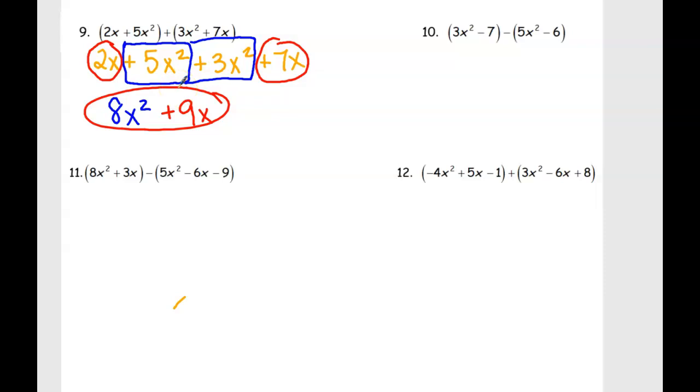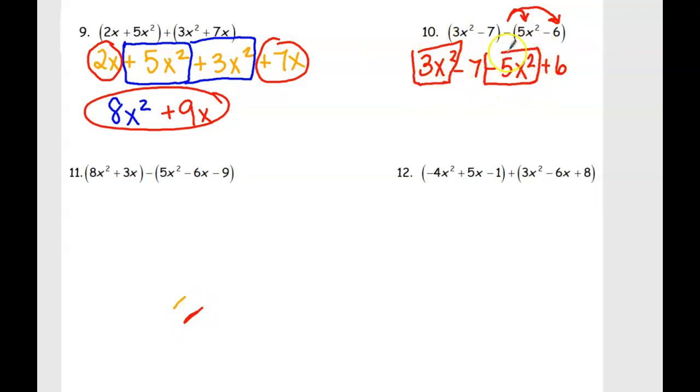Okay, now this is where you need to be careful. Number 10, we're subtracting. So it's like you're distributing a negative 1 first. So I want you to rewrite this, 3x squared minus 7. But now we're going to subtract 5x squared. And now a negative times a negative is a positive. Okay, so always rewrite that. And then once you rewrite it, you can combine your like terms. So we got 3x squared minus 5x squared, which will give us a negative 2x squared.